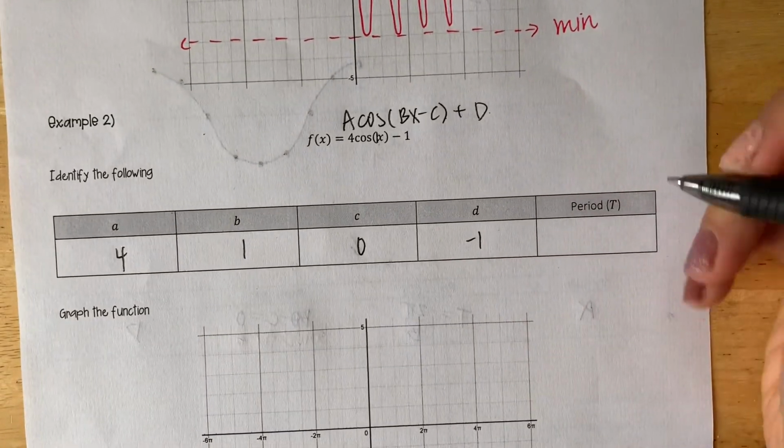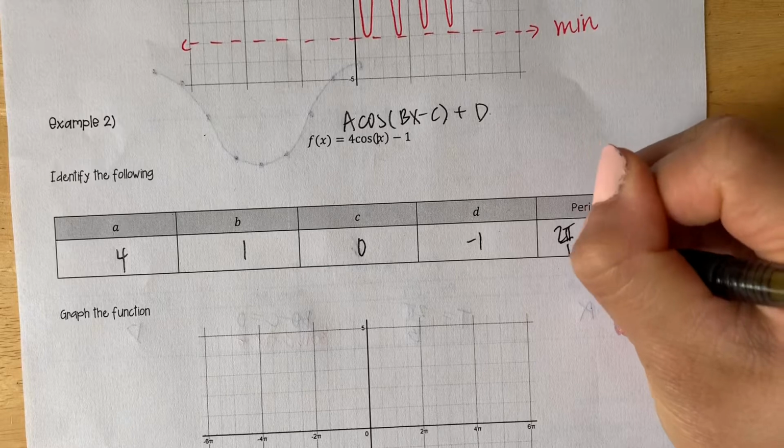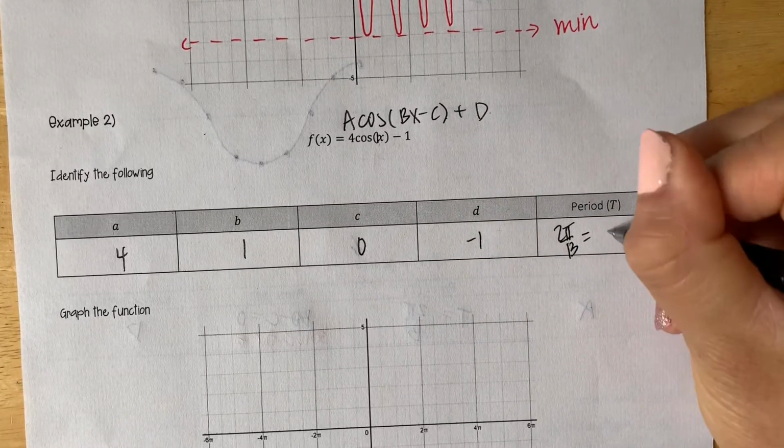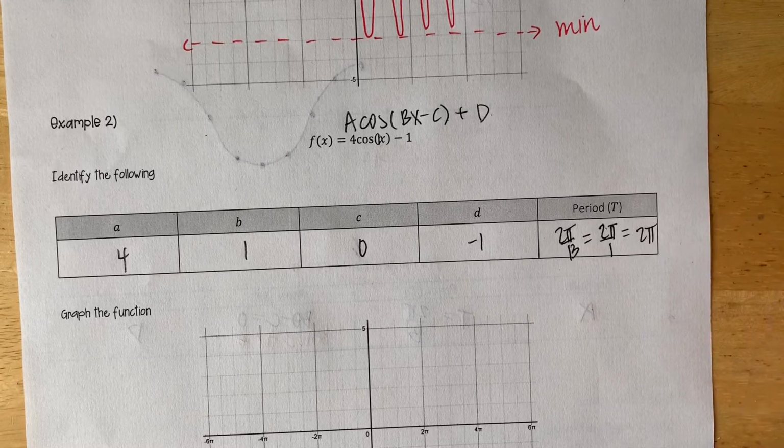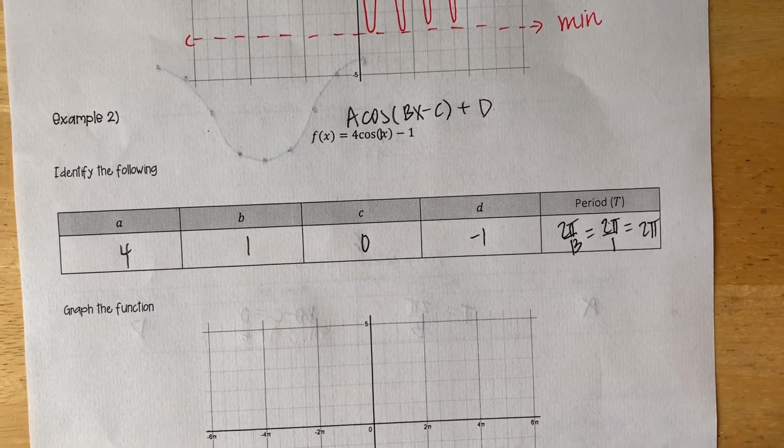To figure out the period, remember period is 2 pi over b. Our b value in this case is 1. 2 pi divided by 1 is 2 pi. So our period is 2 pi.